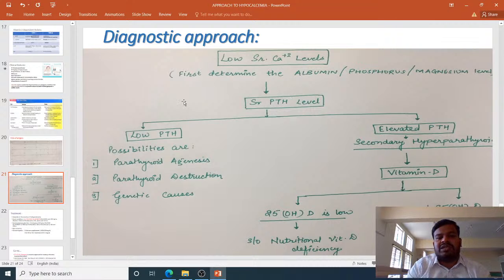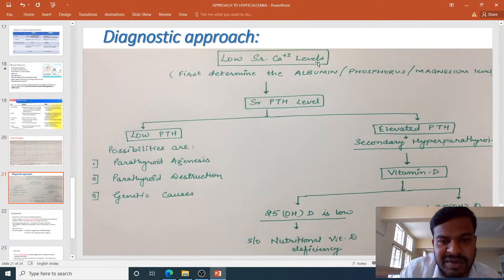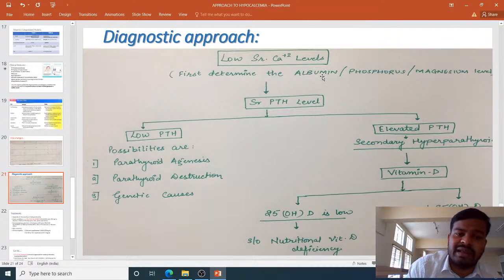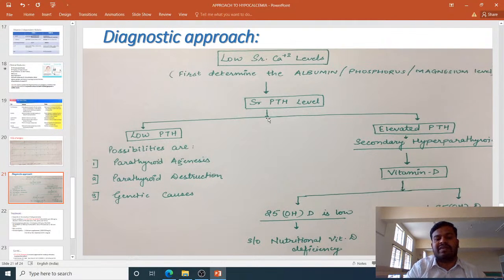So how do you approach the diagnosis? Since you see low serum calcium levels, then you look at albumin also, and if there is normal albumin, then check serum parathyroid hormone levels. If there are low parathyroid hormone levels, the possibilities are parathyroid agenesis, parathyroid destruction, or genetic causes. And if there is elevated parathyroid hormone, then there will be secondary hyperparathyroidism, which is vitamin D related.